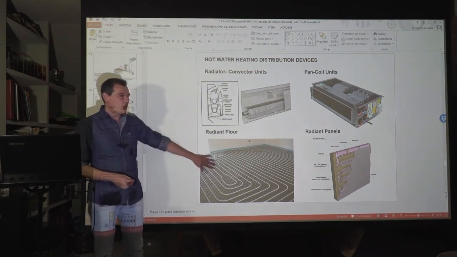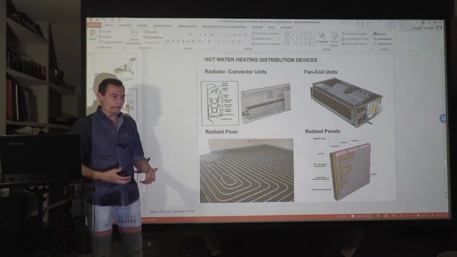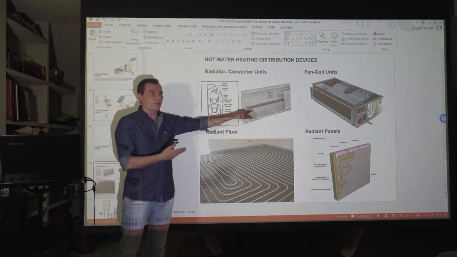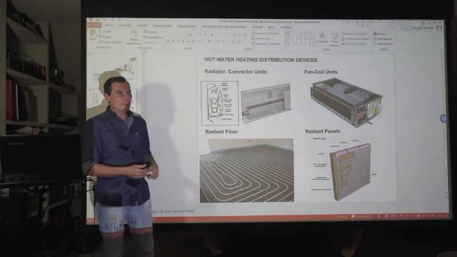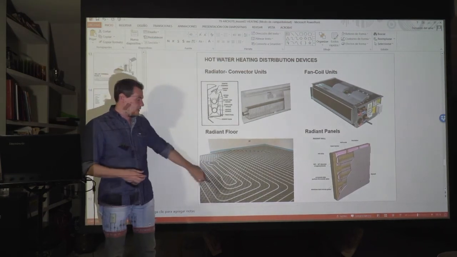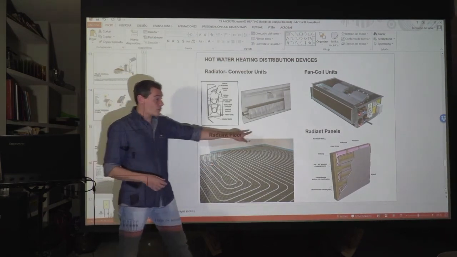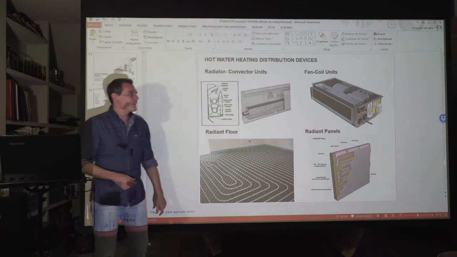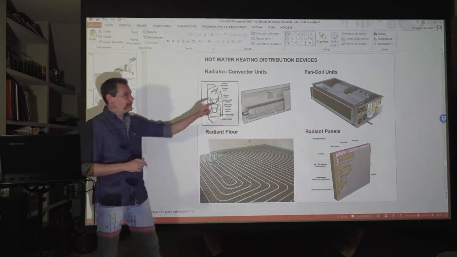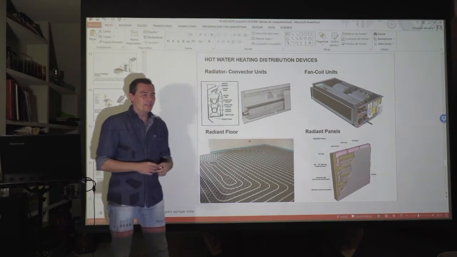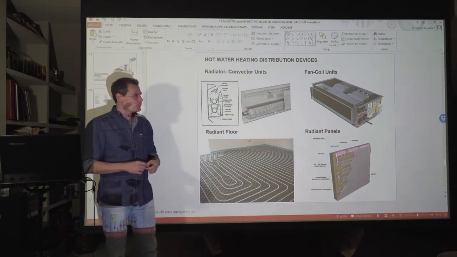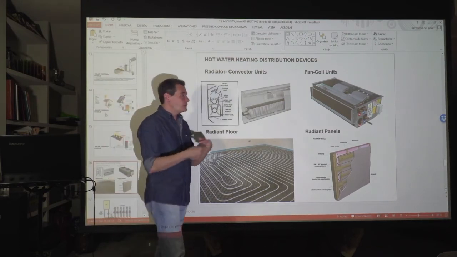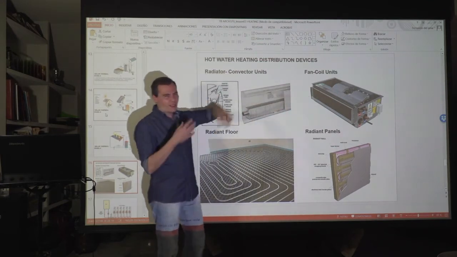In my opinion, this is the most efficient way, and when it comes to comfort, this is my favorite. Radiators are good, they are cheaper, but in terms of comfort and energy efficiency, radiant floors or even radiant panels, the same concept but in walls instead of floors. And then something different is the fan coil unit. It works with hot water, but then this hot water heats up air. So it's more complicated.